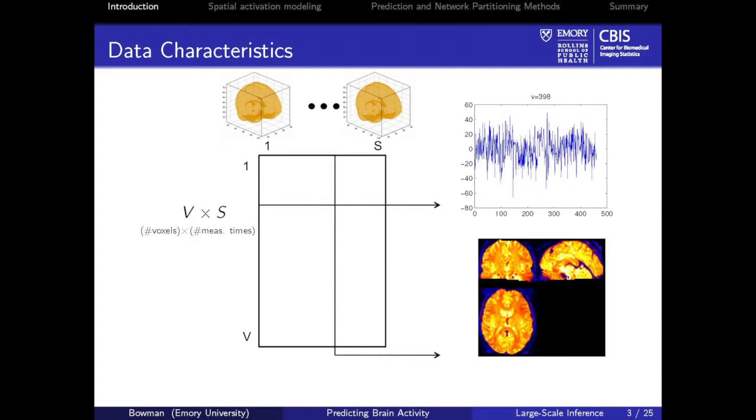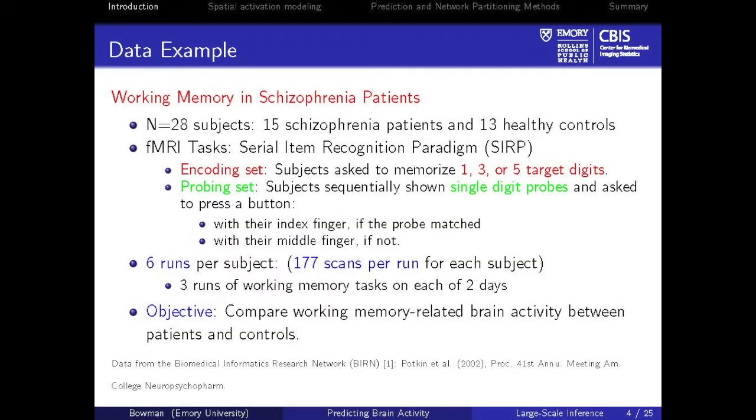All right, now to describe a specific study that involves working memory in patients with schizophrenia. Schizophrenia heavily impacts working memory, and more generally, executive functioning, which involves planning and things like that in the brain. This particular study sought to look at neuroprocessing related to working memory tasks in patients with schizophrenia. There were 28 subjects, 15 patients and 13 healthy controls.